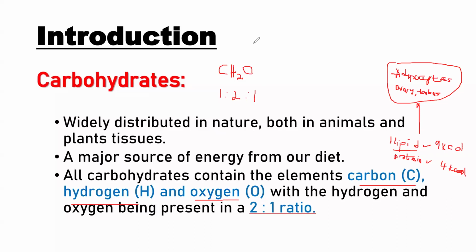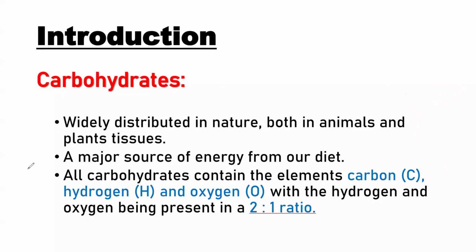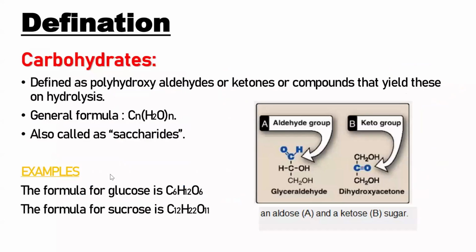And then to also talk about the elements that are found in carbohydrate. The basic elements that are found in carbohydrate are carbon, hydrogen, and oxygen. And their ratio is usually 1:2:1, but it's not applied to all carbohydrates. Okay. So now, what are carbohydrates?